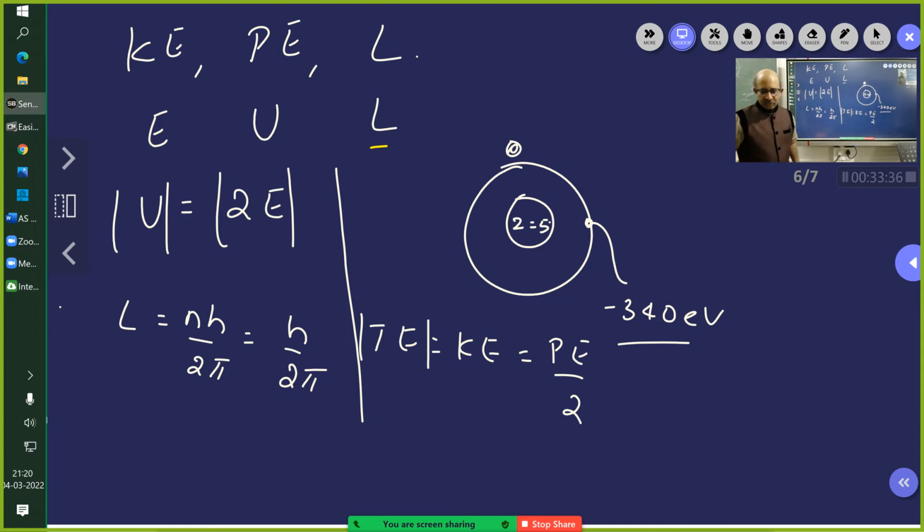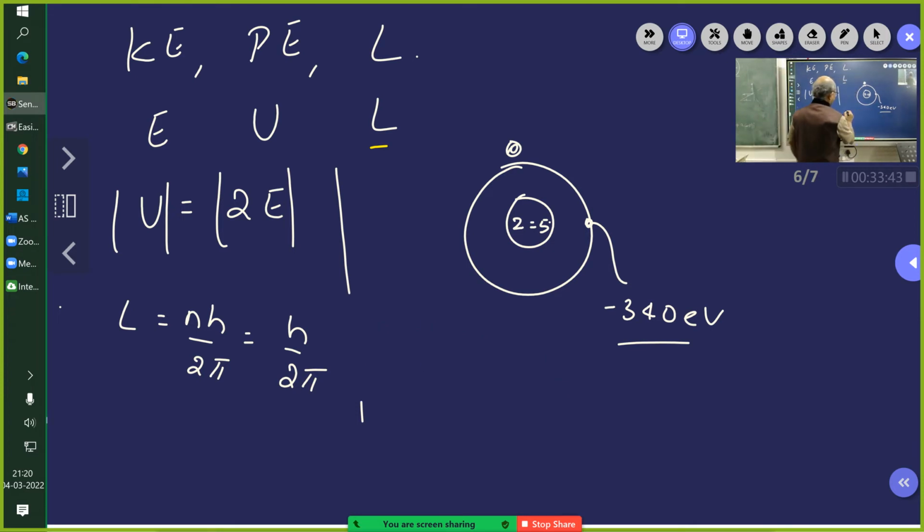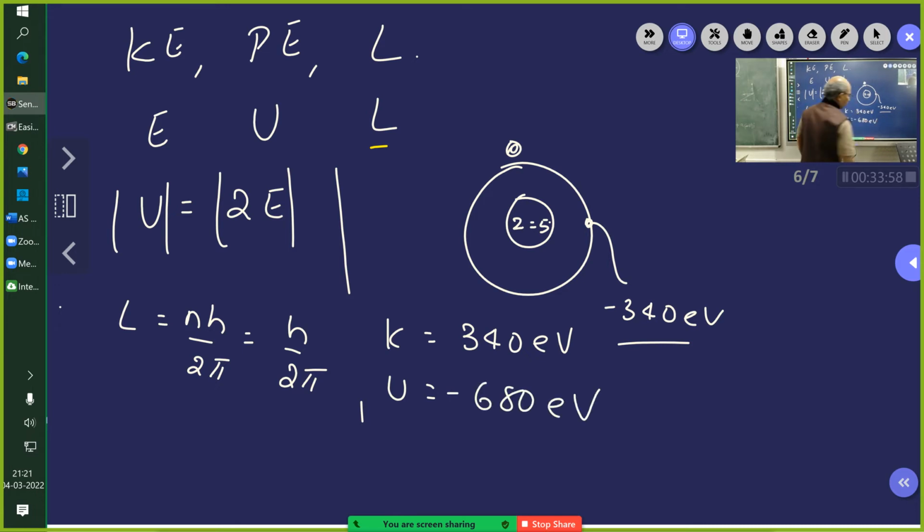What will be the potential energy? The potential energy is twice the kinetic energy, so 340 electron volts plus 340 electron volts, but this is going to be minus 680 electron volts. Keep this in mind. I suppose all of you are able to interpret this.